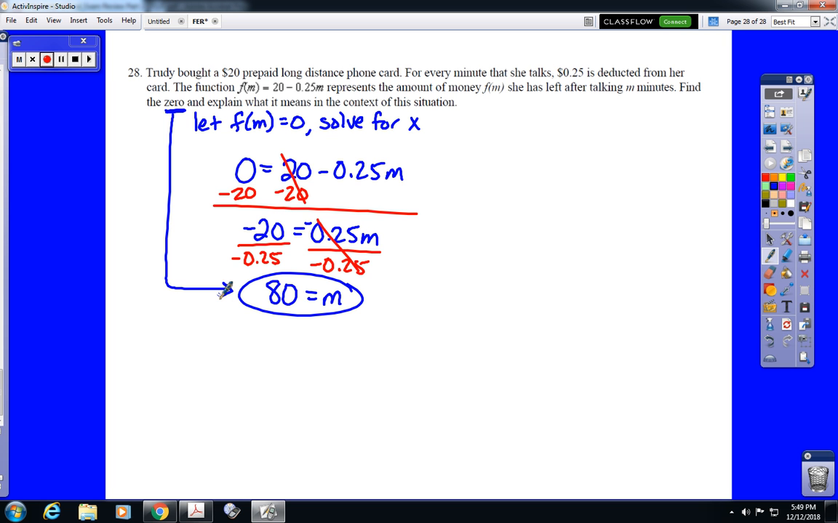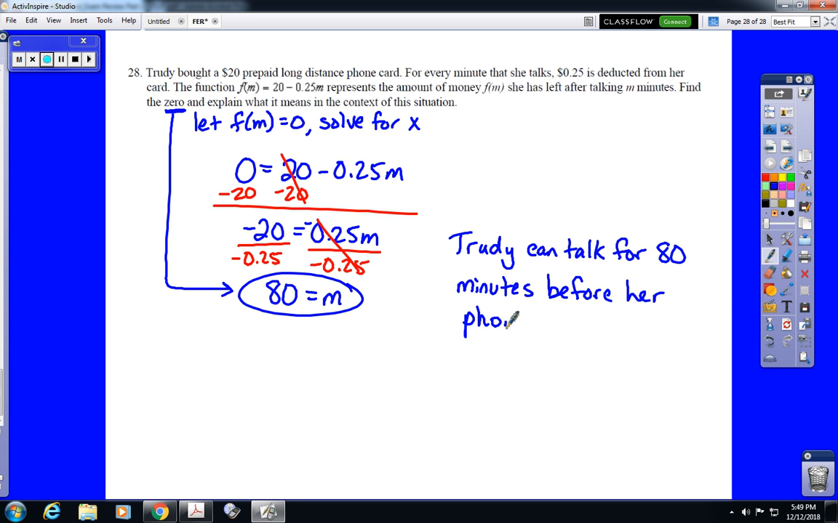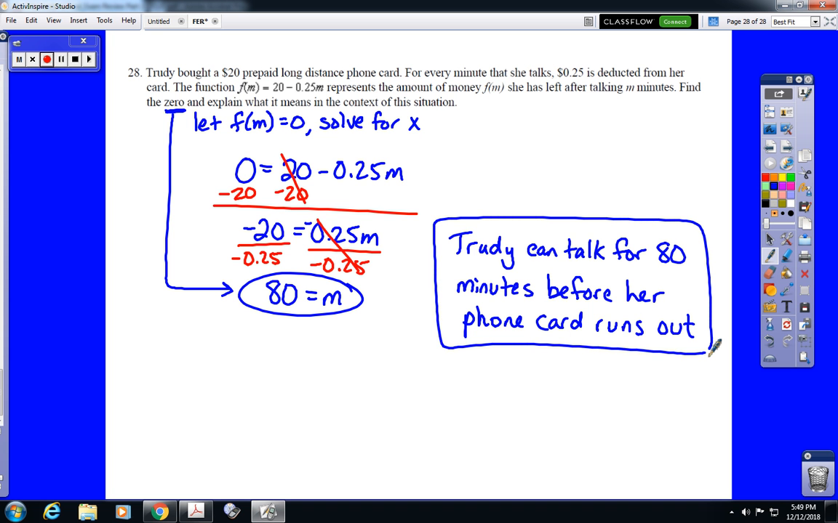Now we just need to explain in the context of the situation what that means. Well, m is the number of minutes she has talked. So what this tells us is that Trudy can talk for 80 minutes before her phone card runs out, because she can afford 80 minutes of talk time on her $20 phone card.